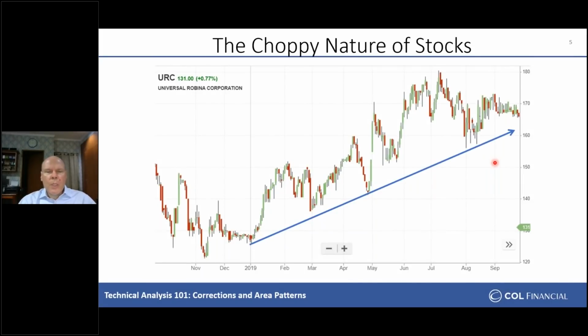Okay, so let's start with this as a test case for us. If you look at this chart of Universal Robina Corporation, you will see a very clear upward path in the movement from 2019. However, the path upwards was not a nice, steadfast line. In fact, it showed quite a bit of choppiness, moving up and down several times along that particular swing.